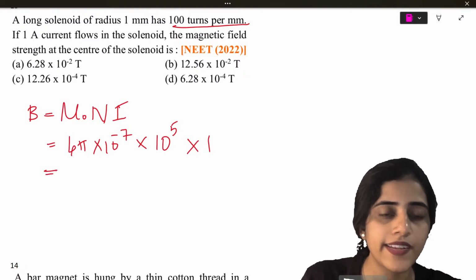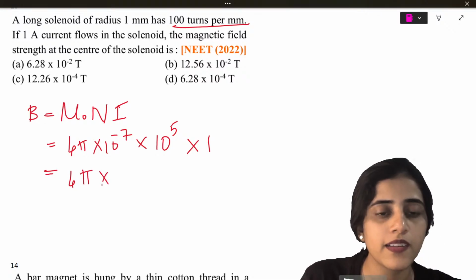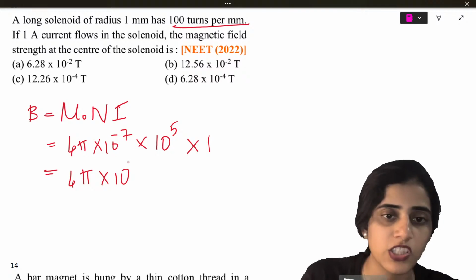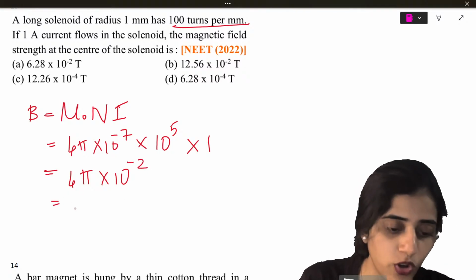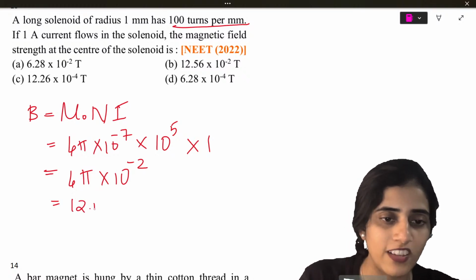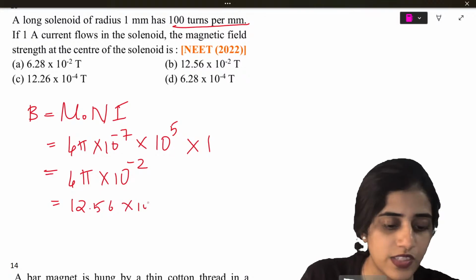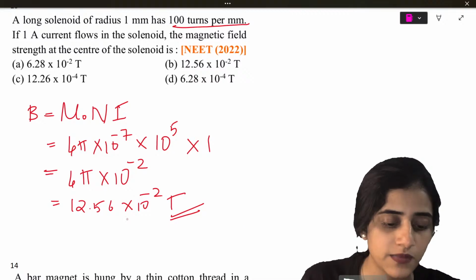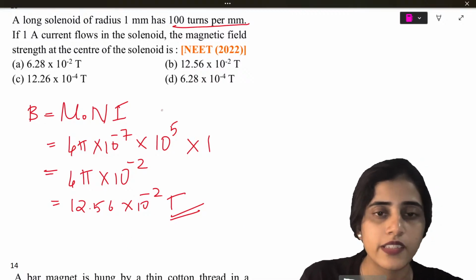You will get 4 pi into 10 raised to 7 minus 5, which is minus 2, which is 4 into 3.14 into 10 raised to minus 2. You will get something like 12.56 into 10 raised to minus 2 Tesla. Is that what you're getting? Is there an option? Okay, yeah, option B.